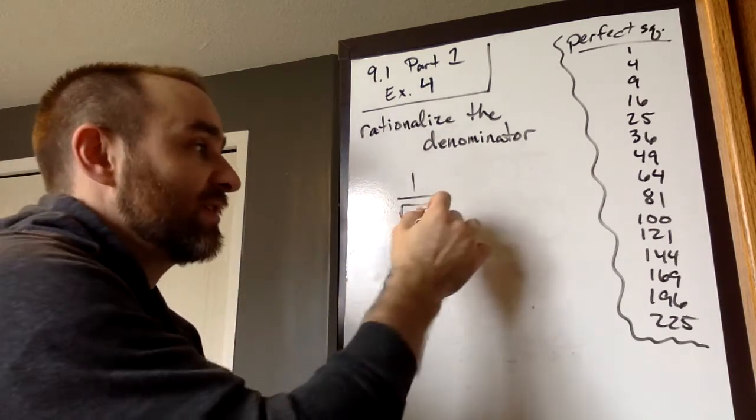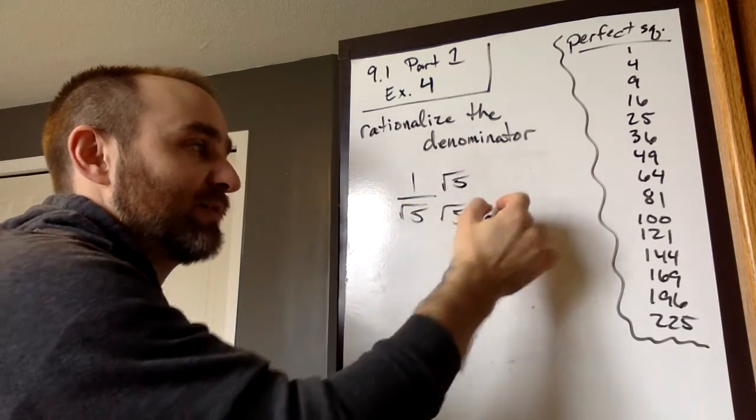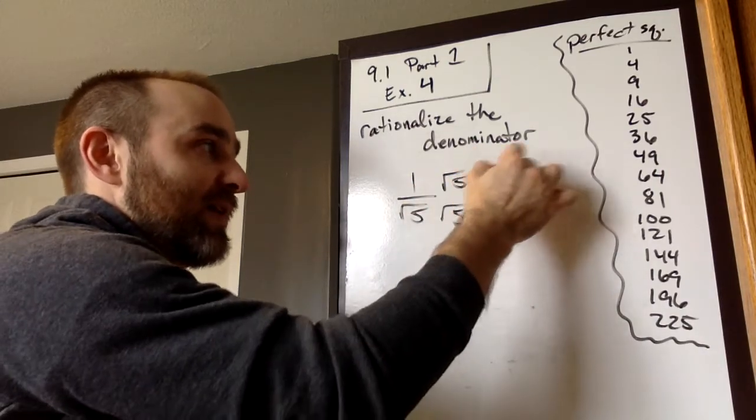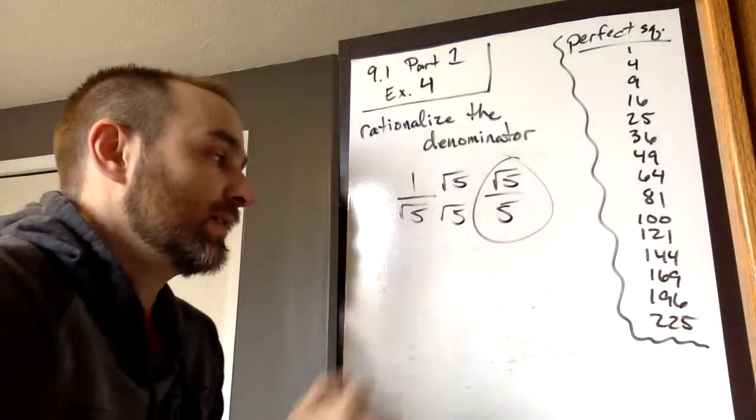Okay, 1 over square root of 5. You've got that square root of 5. Multiply top and bottom by it. Root 5 times root 5 is 5. On the top, I've got root 5. That's all I can do. Root 5 over 5, right?